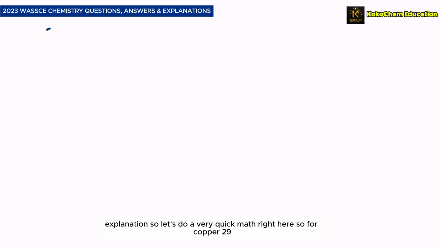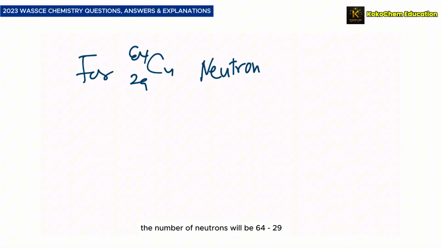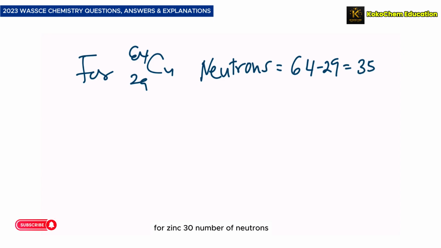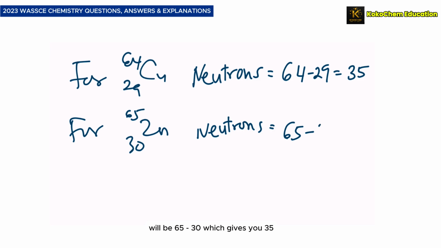Explanation. So let's do a very quick math right here. For copper 29, the number of neutrons will be 64 minus 29, which will give you 35. For zinc 30, the number of neutrons will be 65 minus 30, which gives you 35.